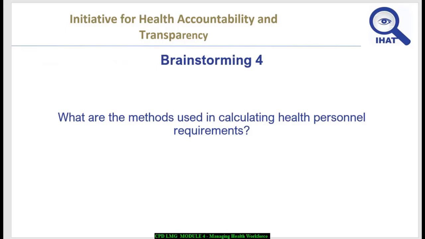Let us brainstorm on methods that can be used in calculating health personnel requirements in an organization or workplace. You may wish to note down in keywords what, in your opinion, or your understanding of methods that can be used.